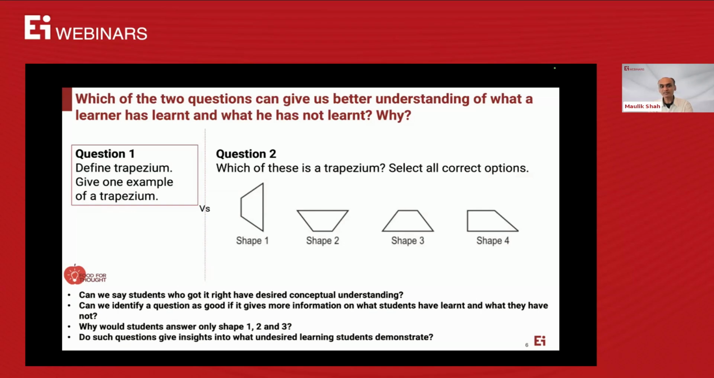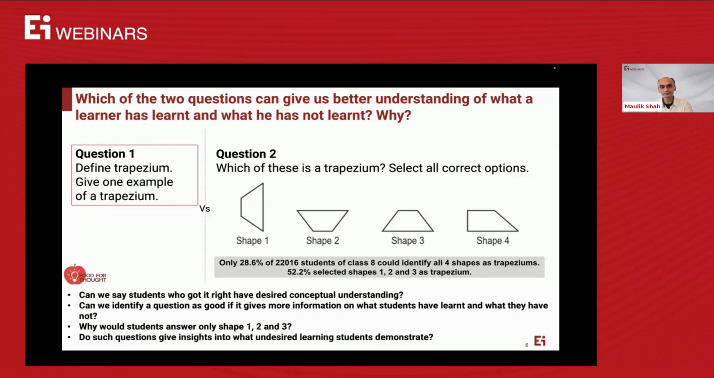Do such questions give insights into what students have not learned? What is the undesired learning that they are demonstrating? Indeed so. Here in this case, it is that a trapezium cannot have a right angle. That is a false belief they have, but that is not desired. Some students think after rotation, the shape is no longer the same. That is again an undesired conception or undesired alternate conception.